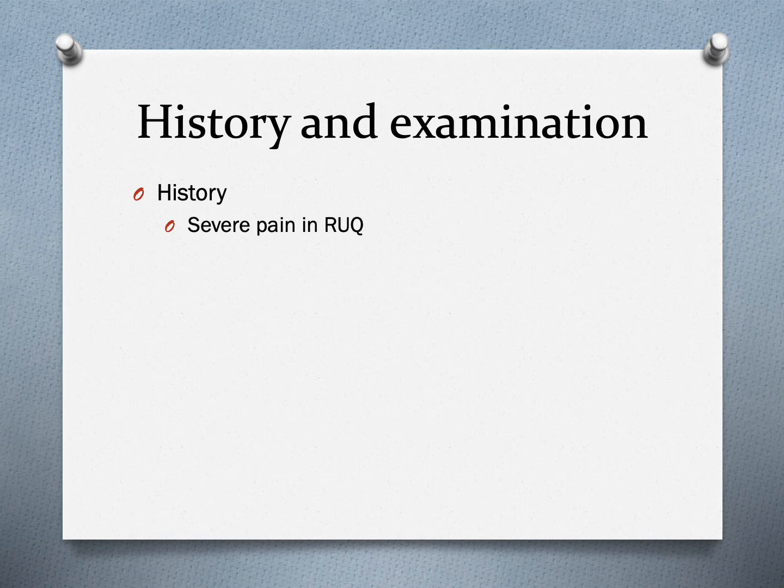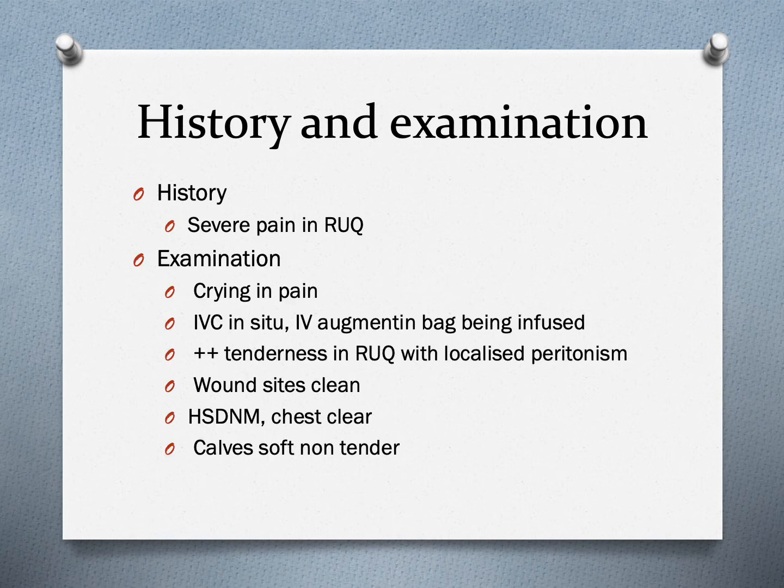So she has really severe pain in the right upper quadrant, and this has happened since her operation but has been getting acutely worse. When you examine her, she's crying in pain. She has a cannula in situ, and she's currently having IV Augmentin being administered through her cannula. She's very tender in the right upper quadrant and has localized peritonism. Her wound sites all look clean, her heart and chest are normal, and her calves are soft and untender.